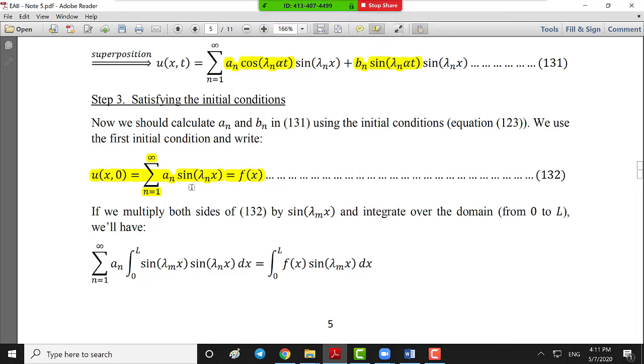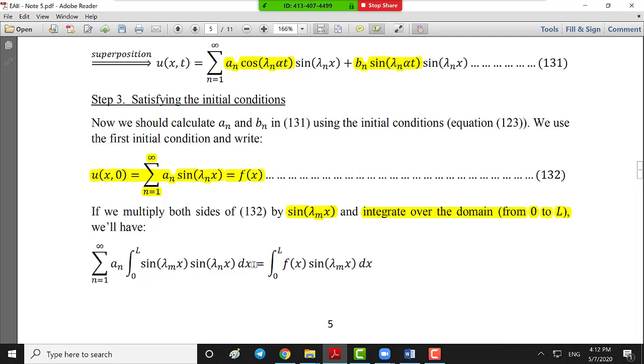Now, if we want to determine a_n, the process is just like what you had in step 3 of all the heat equations. You have to multiply both sides of this equation by sine of lambda m x, right? If you remember, lambda n was equal to n pi over L, so lambda m is going to be m pi over L. If you do that and then integrate over the domain from 0 to L, what's going to happen? You'll have sigma n from 1 to infinity a_n integration from 0 to L of sine of lambda m x sine of lambda n x dx, and the result is equal to the integration from 0 to L of f of x sine of lambda m x dx, right?